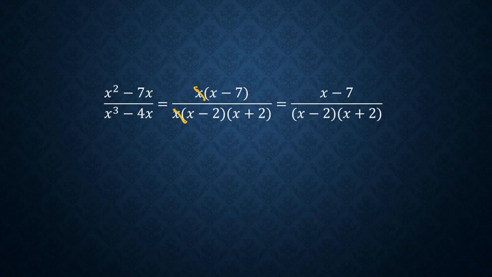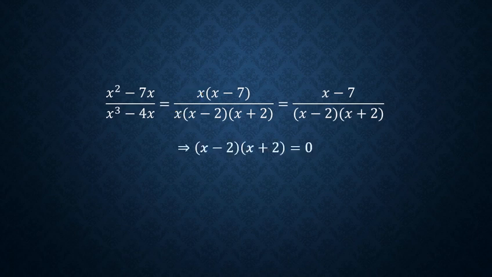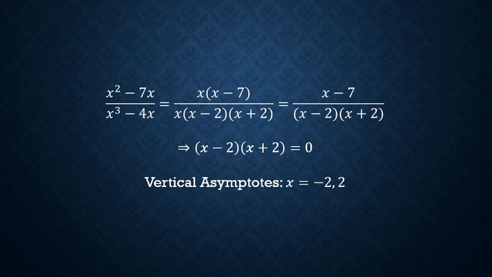Now the top and bottom have no common factors. Now we find the x values that make the bottom equal to 0. It's not too hard to find out that your x values are -2 and +2. So those are going to be your vertical asymptotes. So that's how we find vertical asymptotes of a given rational function if you're not given the graph.